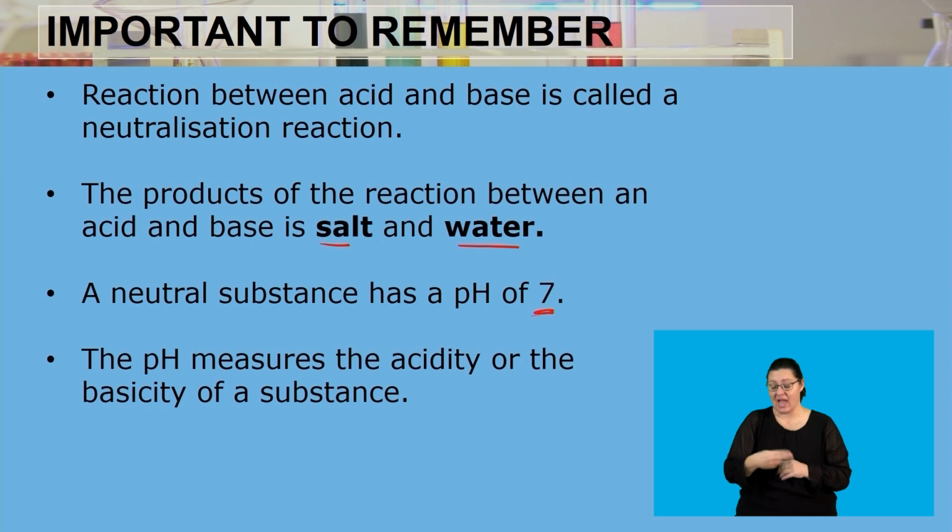Then lastly, the pH measures the acidity or the basicity of a substance. So pH is used to measure the acidity or the basicity of a substance. The strength of that particular substance will be determined through the pH scale. Should the pH of a substance be 2, 2 is away from 7 but closer to 0, so it's going to be a strong acid. Should the pH of that substance be 13, for instance, 13 is away from 7 but closer to 14, so it's going to be a strong base.